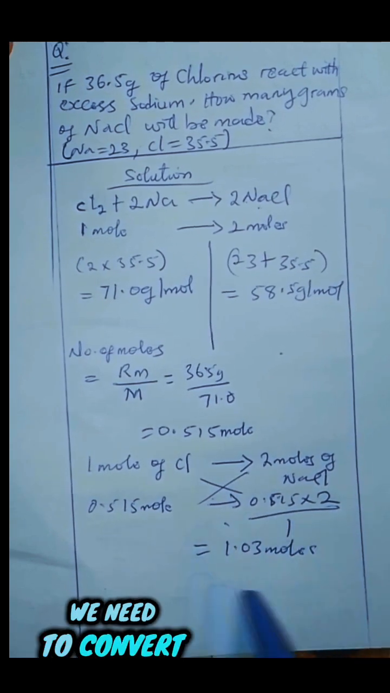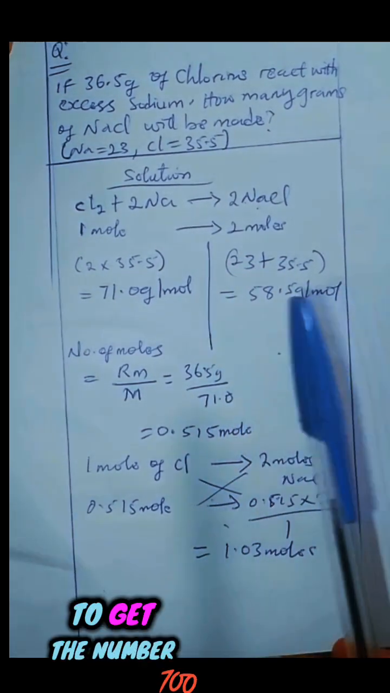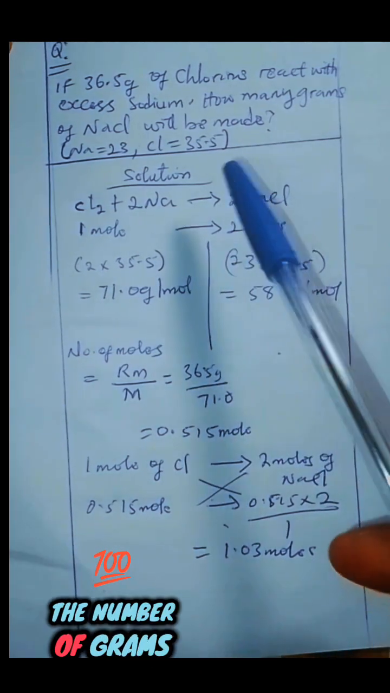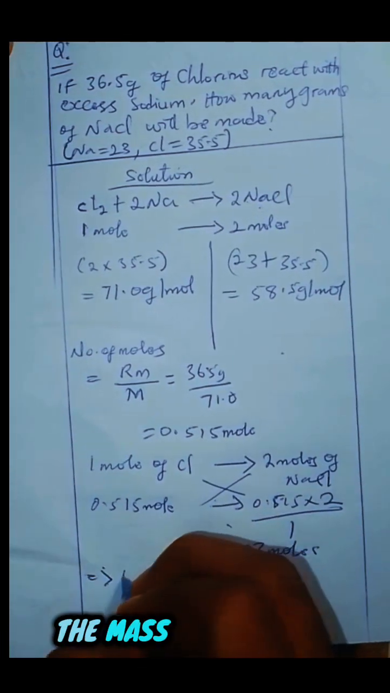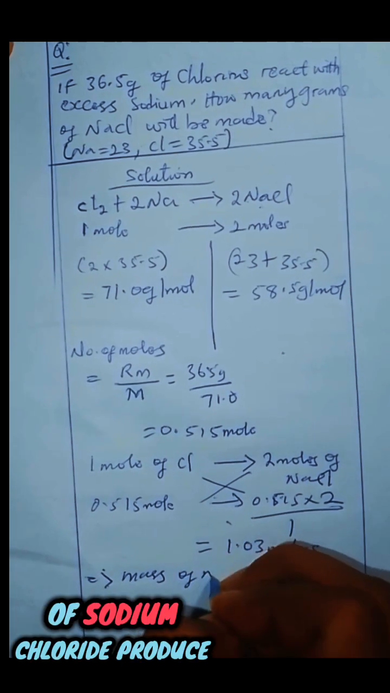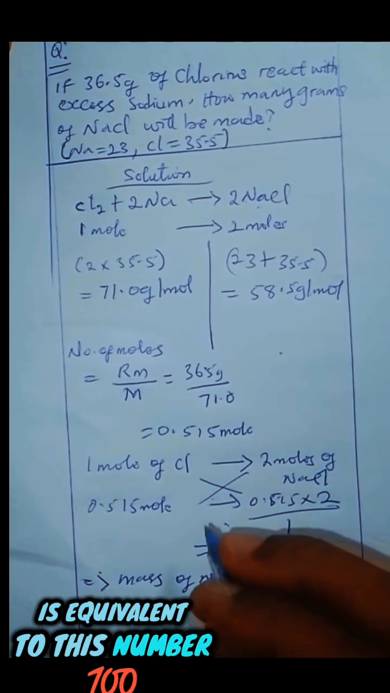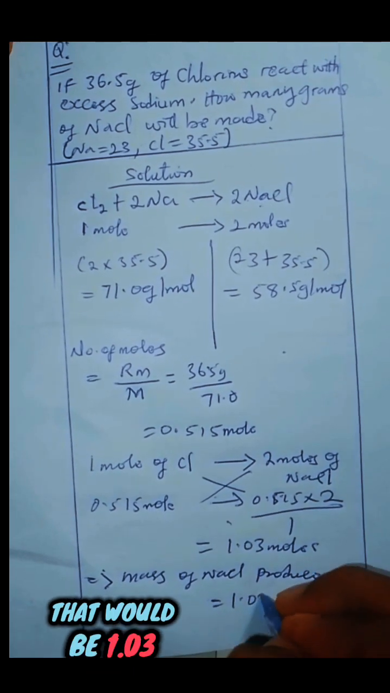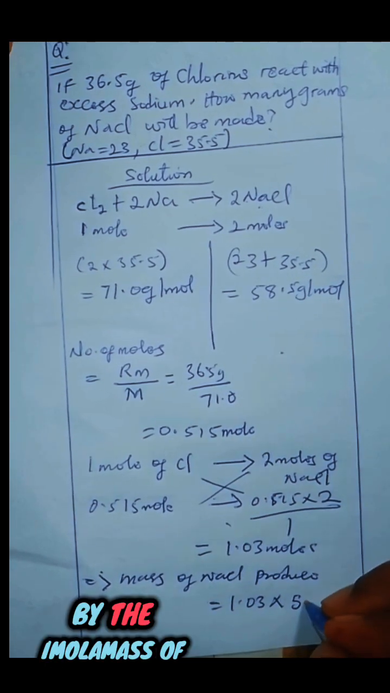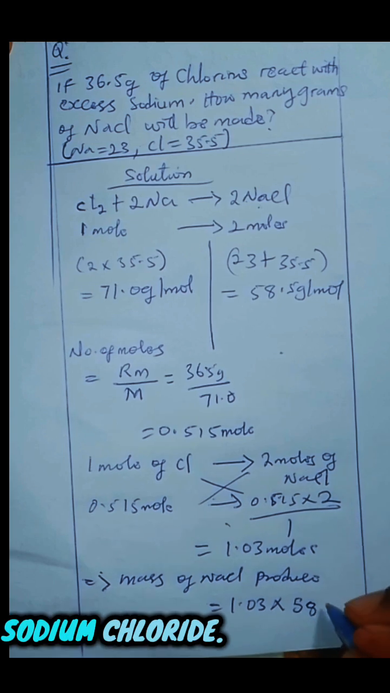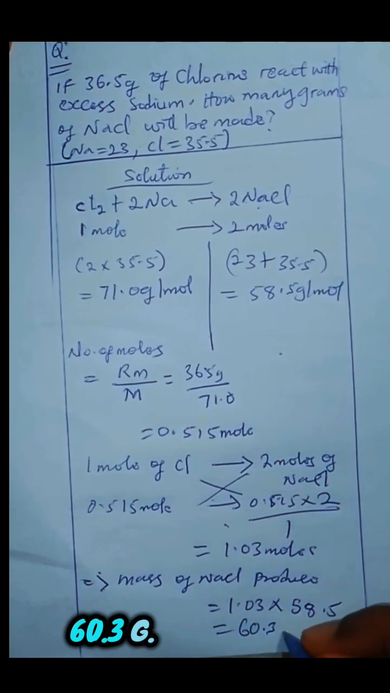And we need to convert this to mass. From the equation, we are going to convert the number of moles to the number of grams of sodium chloride that will be produced. So we now say the mass of sodium chloride produced is equivalent to this number of moles, so that will be 1.03 multiplied by the molar mass of sodium chloride. So that will give you 60.3 gram.